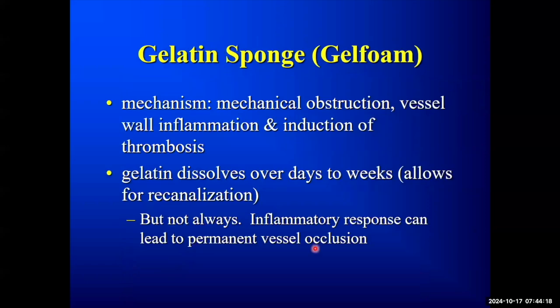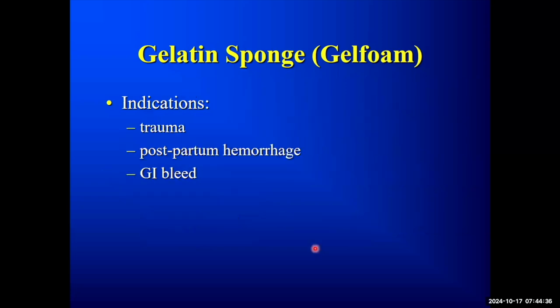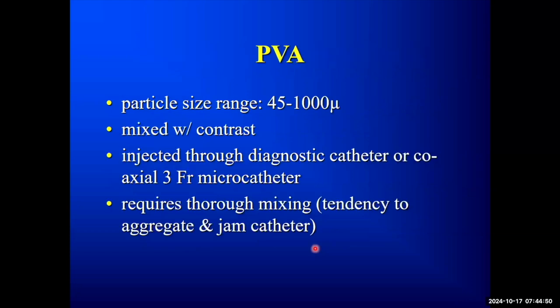So as I alluded to before, mechanism of action is both mechanical obstruction of the vessel, wall inflammation, and induction of thrombosis. As I said, gelatin does dissolve over several days and allows for recanalization, but not always, because the inflammatory result can lead to permanent occlusion. So typically gel foam would be used for trauma, postpartum hemorrhage, and for GI bleed if, say, you can't get exactly to the bleeding source. Either you can't see or you just can't get there.